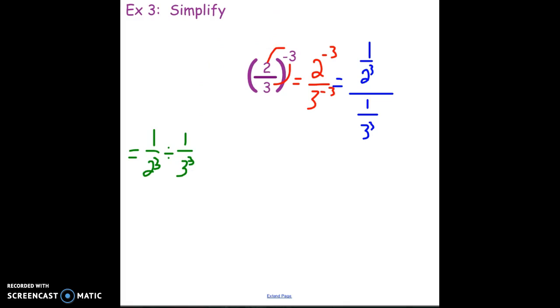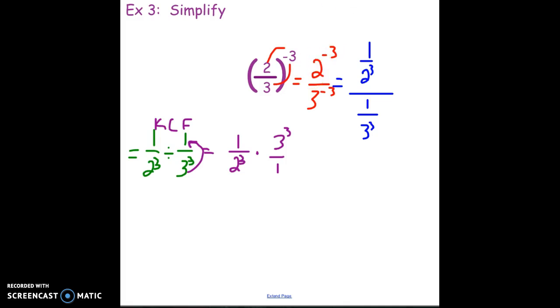Well, we've got to make that look a little bit nicer. Remember, when you are dividing fractions, we can keep, change, flip. So we can keep the first fraction the way it is, 1 over 2 cubed. Sorry, my 3's are looking kind of funky. Change from division to multiplication and flip this second fraction over. So that's going to become 3 cubed over 1.